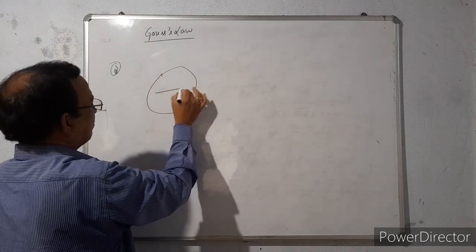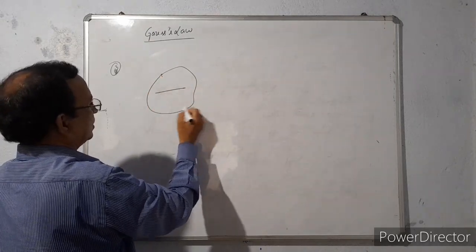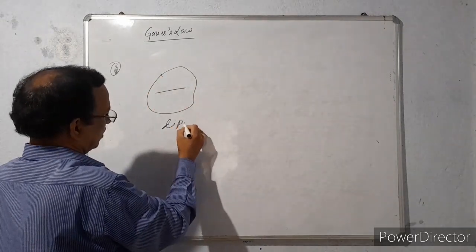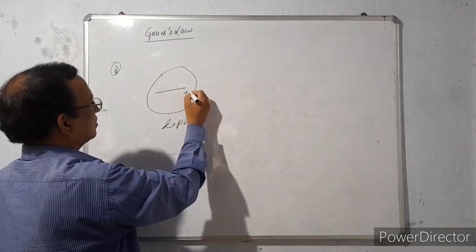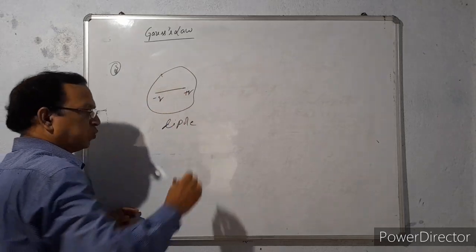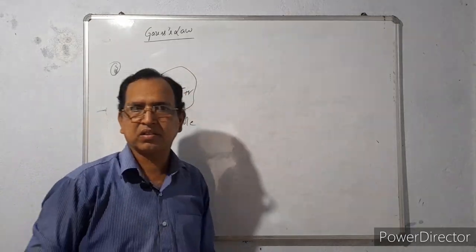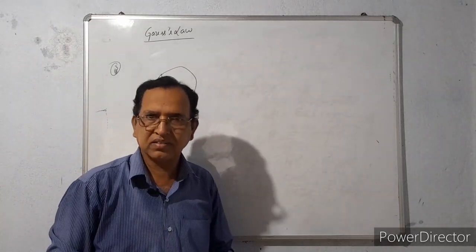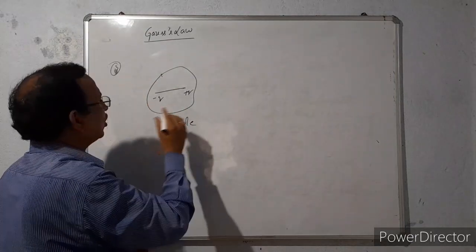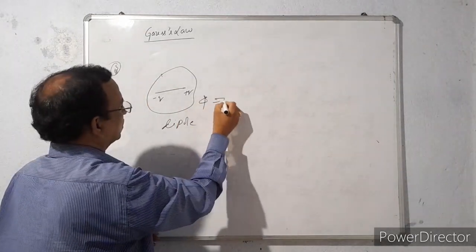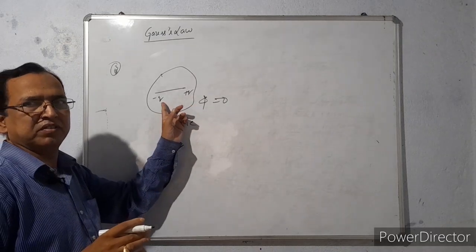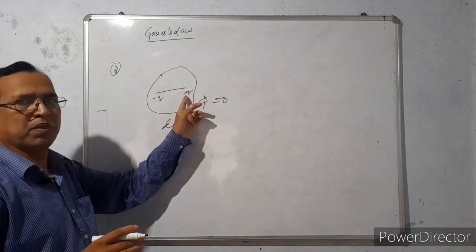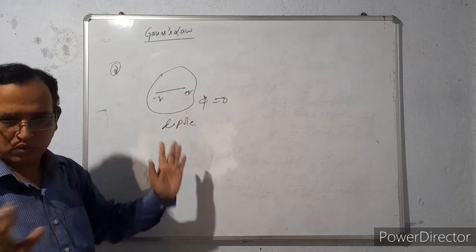Suppose a dipole is placed inside a closed surface. What is the flux? Here also the flux is 0, because there are two charges, one positive and the other negative. Clear? So the flux is 0. Confirm?